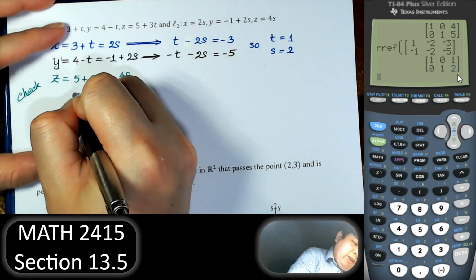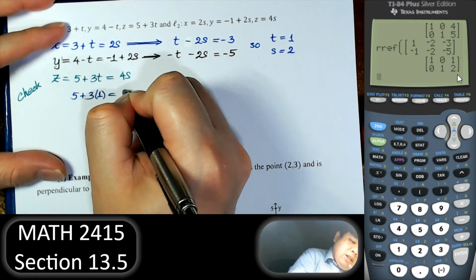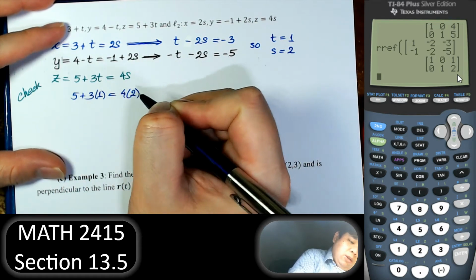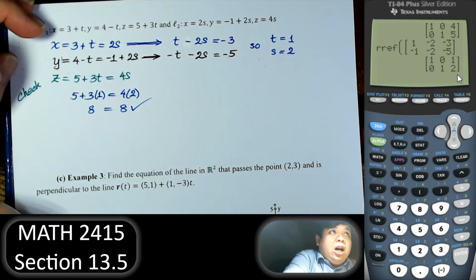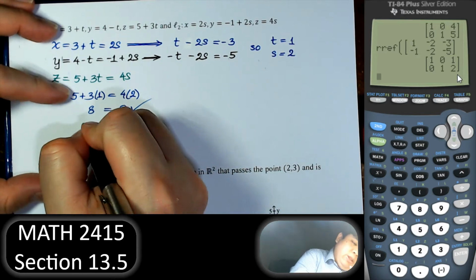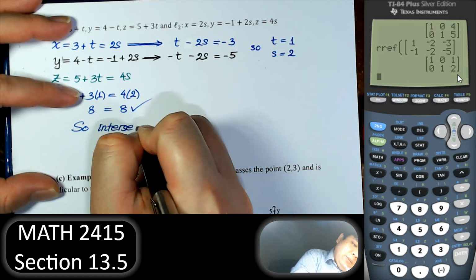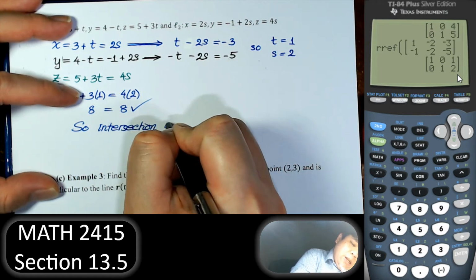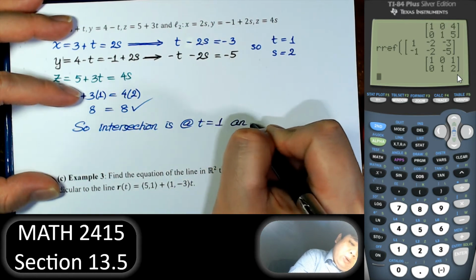So we have 5 plus 3t, with t is 1 and s is 2. So I have 8 equal to 8. Yes, that checked. So the intersection is at t equal to 1 and s equal to 2.